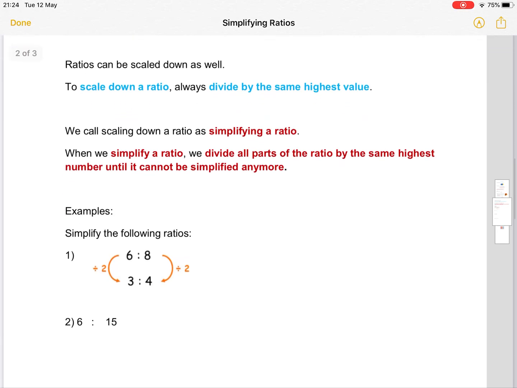So in the examples, let's discuss them. The question is, simplify the following ratio. The first ratio that we need to simplify is 6:8.